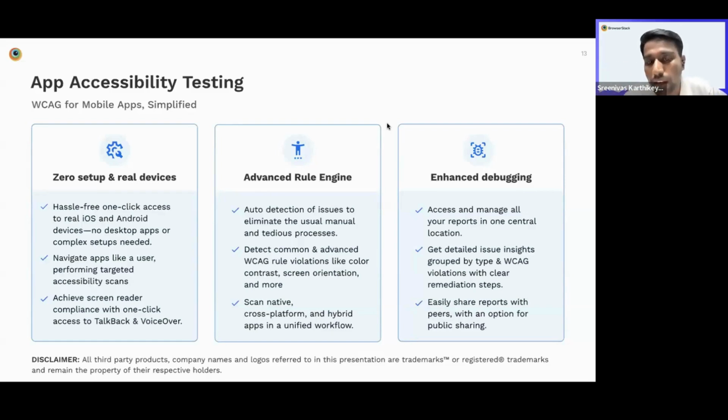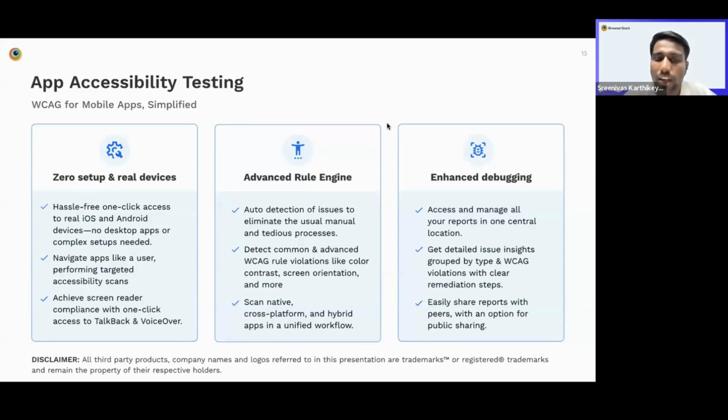So that's why we have built our own rule engine, the BrowserStack proprietary rule engine. It helps you detect most of the common accessibility issues. What do I mean by common accessibility issues? Another data point to share here. Basis our internal benchmarking, we have taken 50 to 60 apps and done our own benchmarking. With that, we figured out that the common accessibility issues are touch target size, color contrast, and so on.